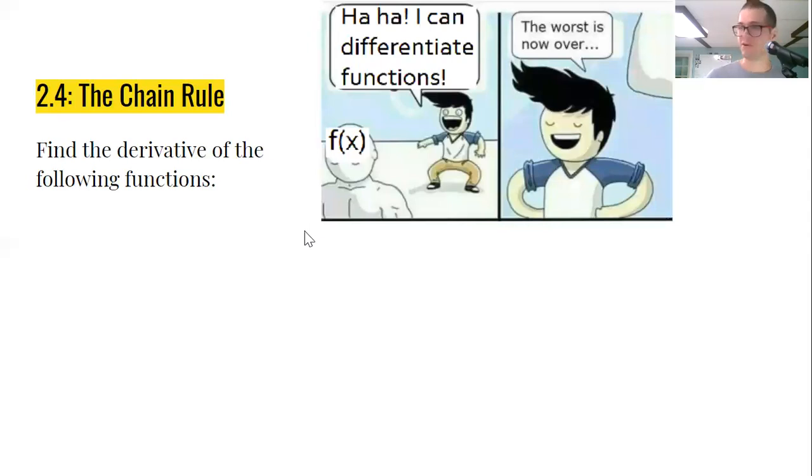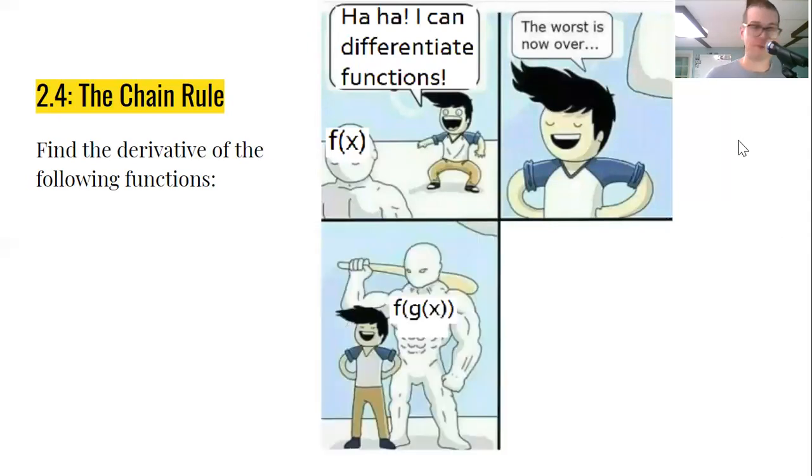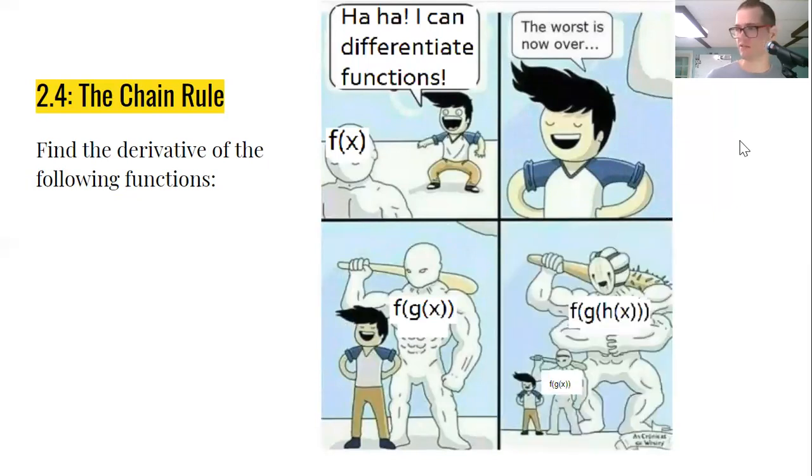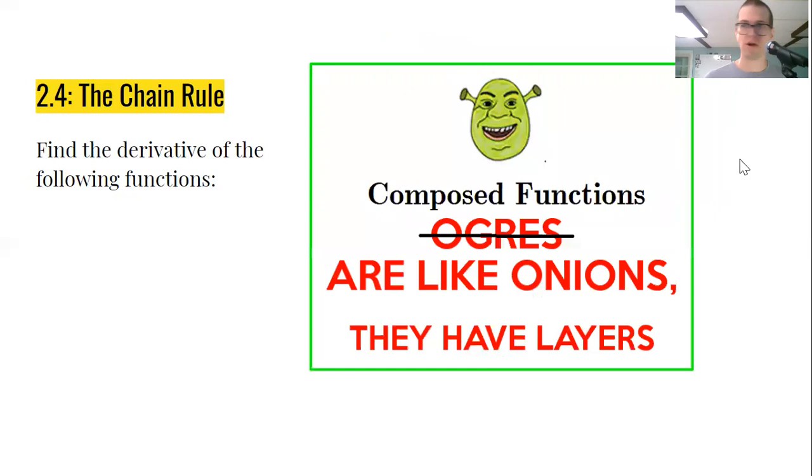You were doing pretty good with differentiating functions, but now we have f of g of x. What about f of g of h of x? Can we handle those? Are those just going to completely destroy us? No. Because composed functions are like onions. They have layers. We're not going to let them destroy us. Maybe a little bit of mauling, but not enough to kill us. Just enough mauling to learn from it.